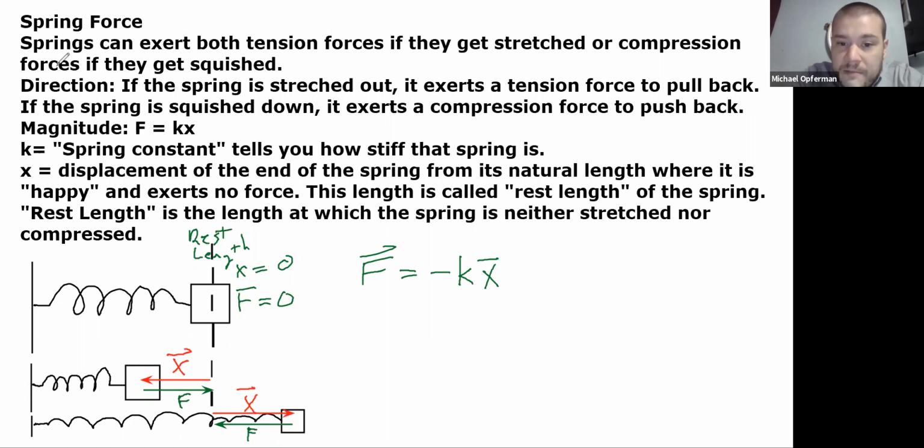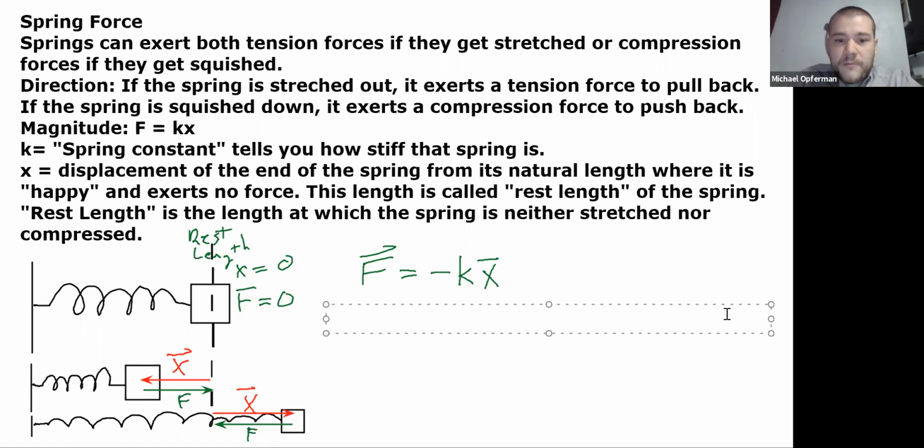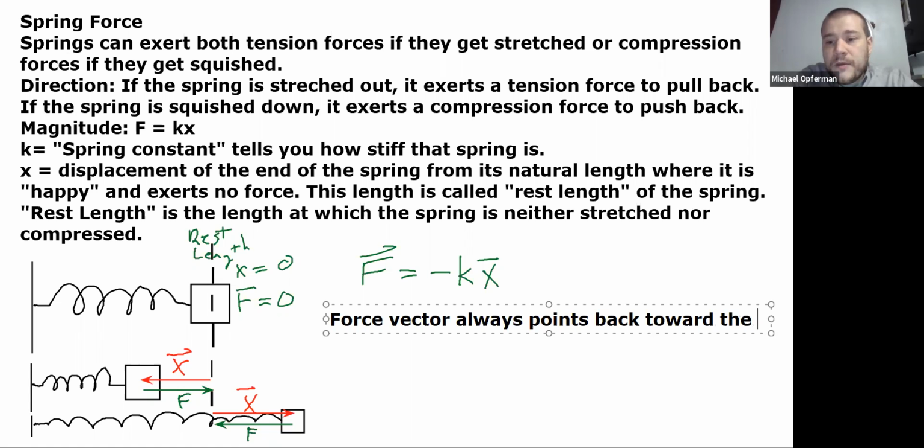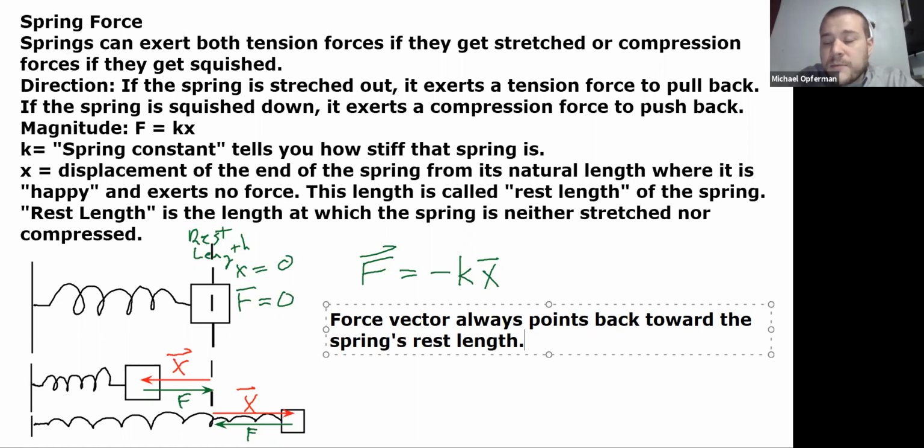What this negative sign means is the fact that, as you can see in the two pictures, the force vector and the x vector are in opposite directions, or in other words, the force always points back to the rest length. Let me write that down because that's a good thing to remember as well. That's another way to remember this. The force vector always points back toward the spring's rest length. Sometimes people call this a restoring force because the force is always acting to restore the system back to the rest length.